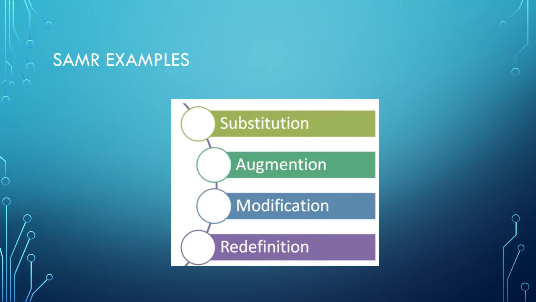Redefinition is when students use technology to create and design new tasks. An example would be creating a QR code that would allow a teacher and her students to access other online worksheets.